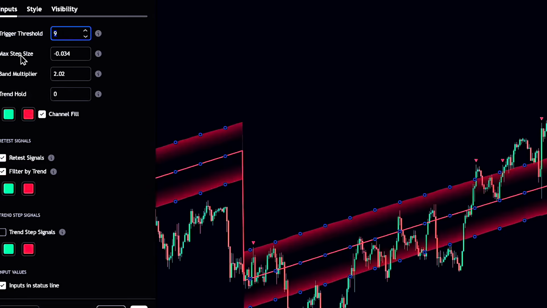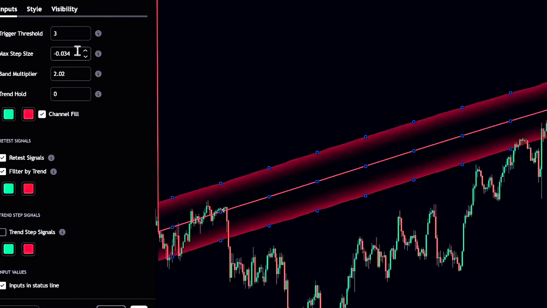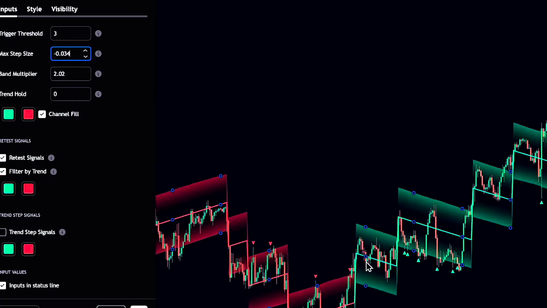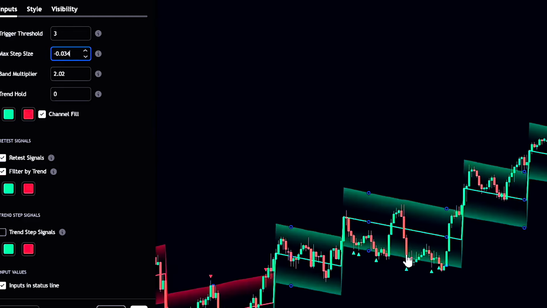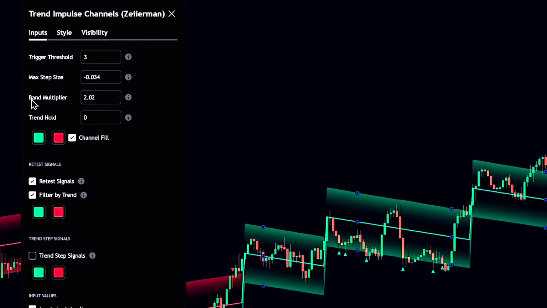Next is the max step size, also tied to ATR. This keeps steps from becoming too exaggerated during sudden spikes in volatility, so things stay under control. You also have the band multiplier, which controls how wide the channel is and basically decides how much breathing space the price has within those bands.